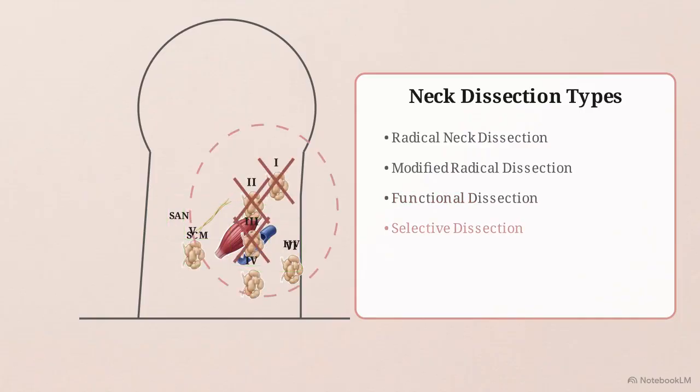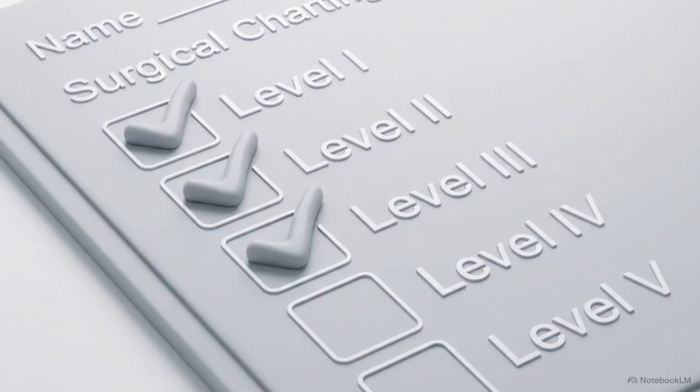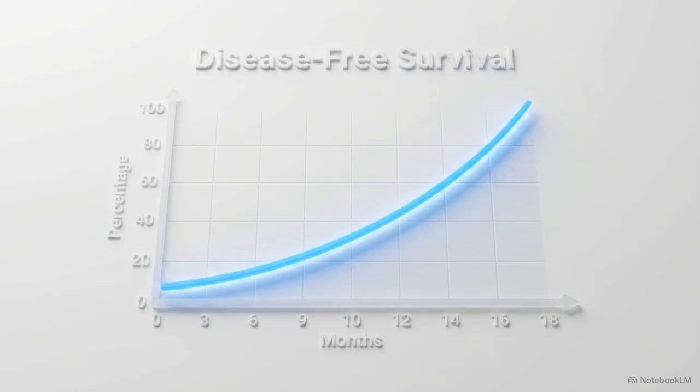Selective neck dissections clear only specific high-risk nodal basins. For example, a supraomohyoid dissection targets only levels 1 through 3. Surgeons frequently utilize this prophylactically in clinically node-negative T1 and T2 tumors to significantly improve disease-free survival.